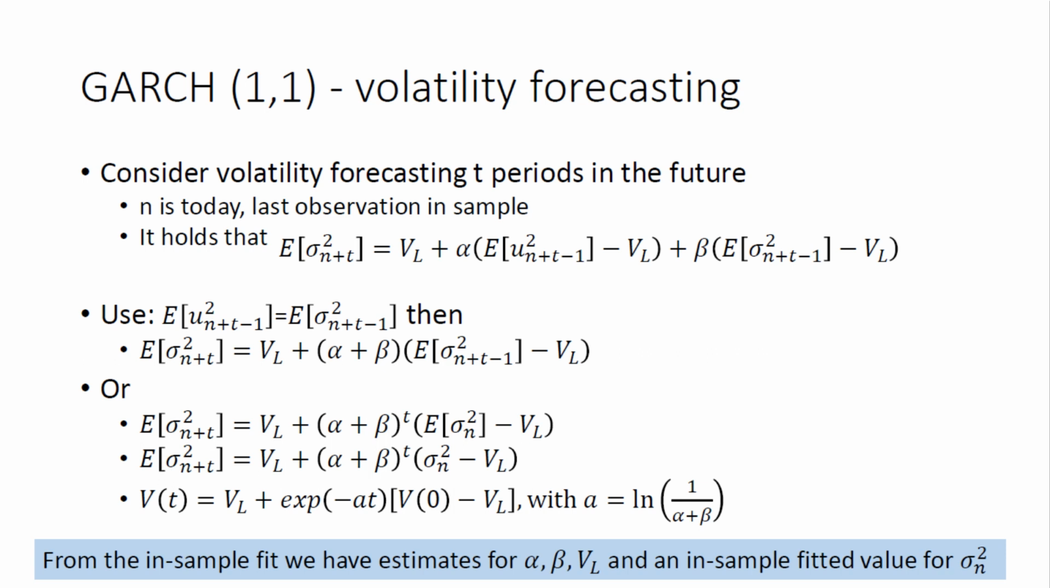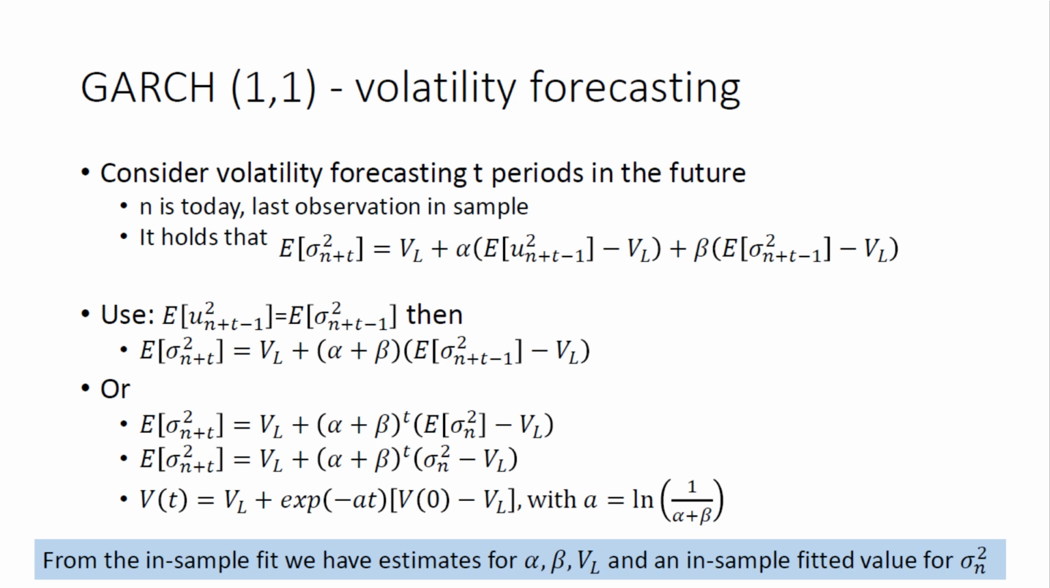So if I know that and I substitute that in the upper equation, what I get is that the expected value of the variance at time n plus t is the long-term unconditional variance, plus, and now I can add up the alpha plus the beta, times the expected value of sigma n plus t minus 1 squared minus VL, because the two terms on the right-hand side, just after the alpha and the beta, are identical, so I could add them up. So this is an iteration between sigma n plus t squared minus VL and sigma n plus t minus 1 squared minus VL. I simply bring the VL to the left-hand side.